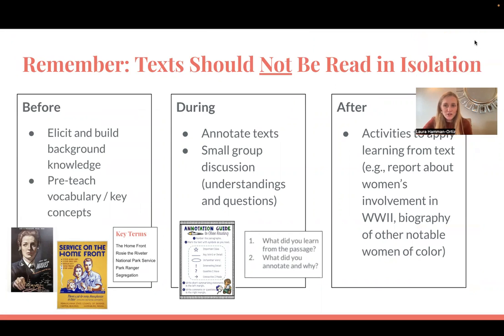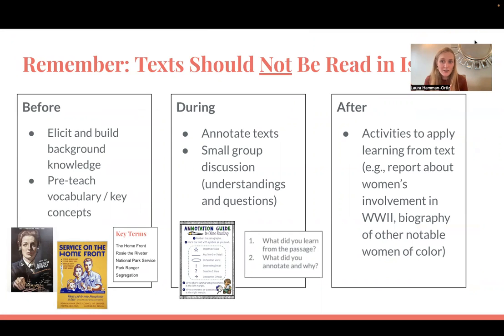We still want students to be engaging with texts in a deep and meaningful way, which means that we plan before, during, and after reading activities so that students can make sense of text. Before activities for this particular reading might include eliciting and building background knowledge, like showing students a short video that talks about women's involvement during World War II.